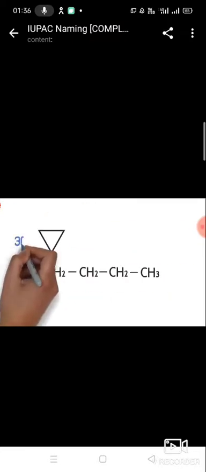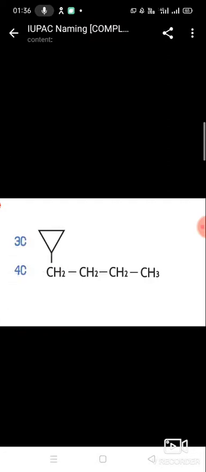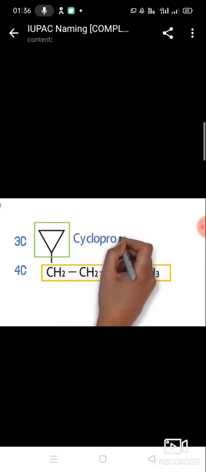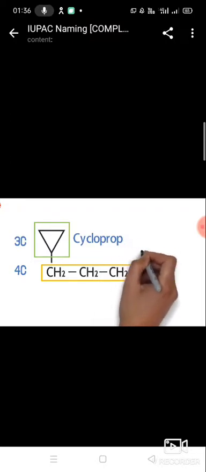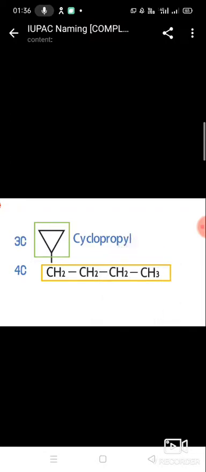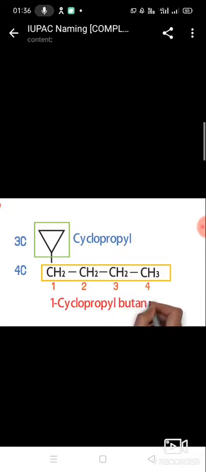Here there are 4 carbon atoms in the attachment. The main group is the cyclic compound. The cyclic compound contains 3 carbons and the attachment contains 4 carbon atoms. So cyclopropane, with 4 carbon atoms in a straight line. So 1-cyclopropylbutane.